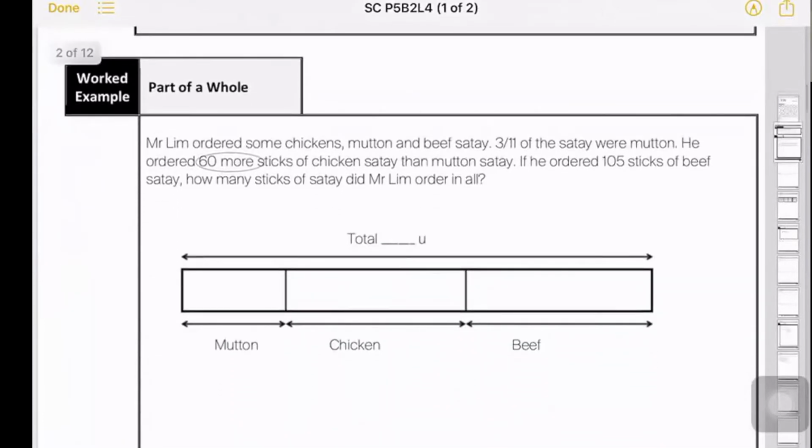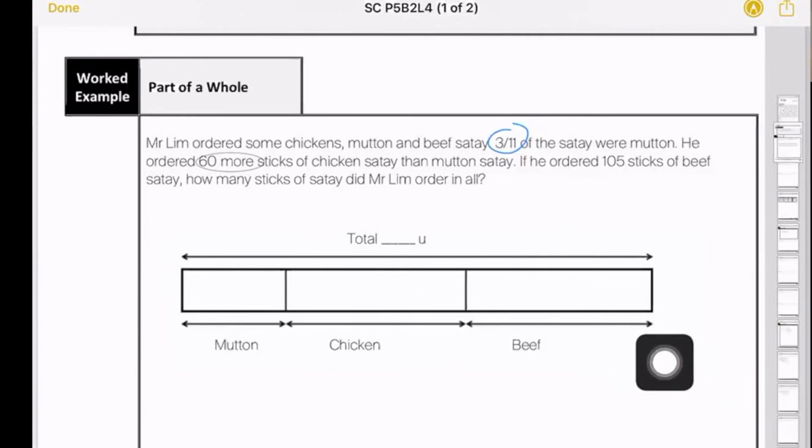So the first one, part of a whole. Mr. Lim ordered some chicken, mutton, and beef satay. 3/11 of the satay were mutton. Based on this 3/11, the total number of units in this entire model must be how many units? So if I know that 3/11 of the satay is mutton, the total model here must be how many units?